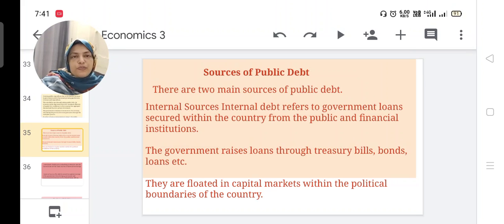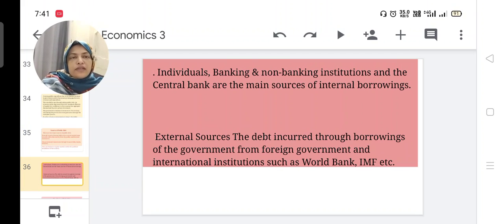Sources of public debt. There are two main sources of public debt. Internal source: internal debt refers to government loans secured within the country from public financial institutions. The government raises loans through treasury bills, bonds, loans, etc. They are floated in the capital market within the political boundaries of the country. Individuals, banking and non-banking institutions, and the central bank are the main sources of internal borrowing.